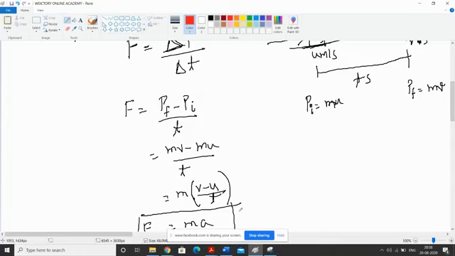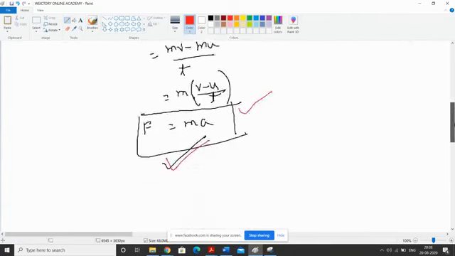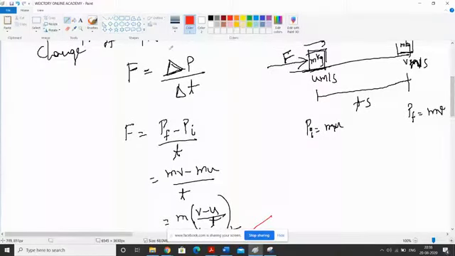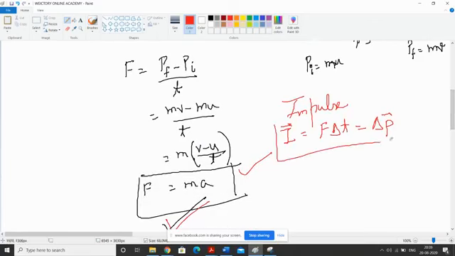This is a very important thing. And from here we can also define one important term that's called impulse. If you multiply by the time over here, you will get F multiplied by delta t, which is equal to delta p. So the product of force and time, which is equal to the change in momentum, is called impulse. So the impulse definition is change in momentum.